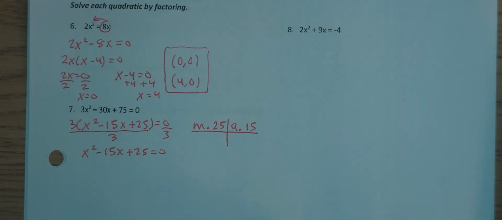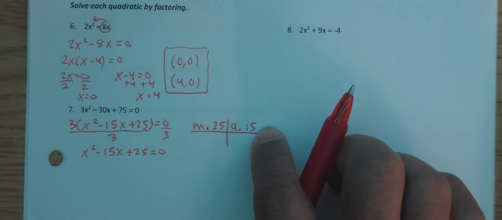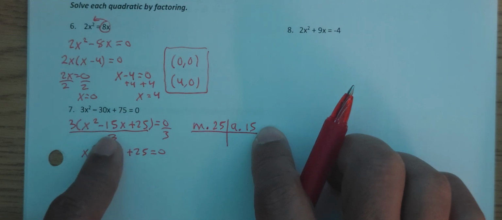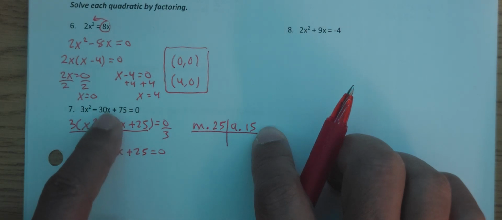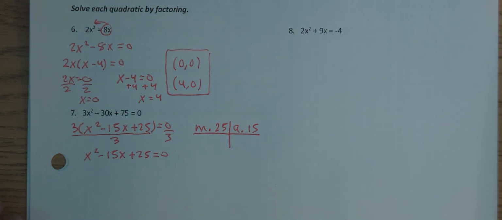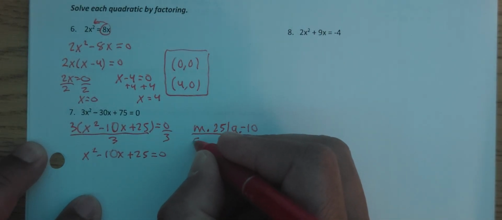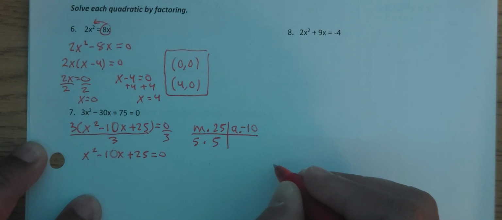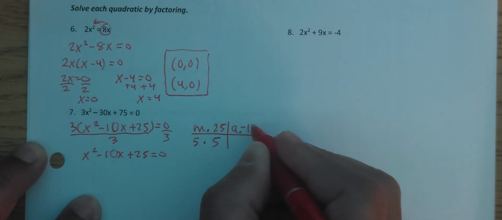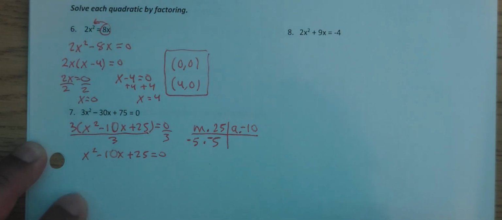Now the question is, do they exist? And I think I made a mistake here, because this shouldn't be a negative 15, right? Dividing 30 by 3 should be 10. So I'm going to correct that real quick. I just fixed that. So now we need to find multiples of 25 that add up to 10. And I think you'll see it. 5 times 5 is 25. But since they have to add to negative 10, then they're both negative 5.